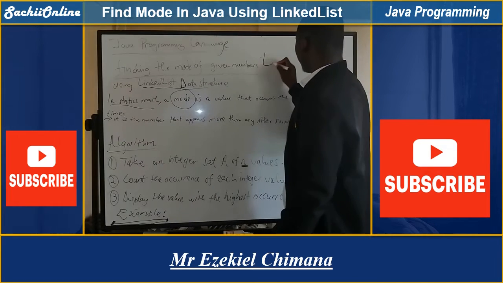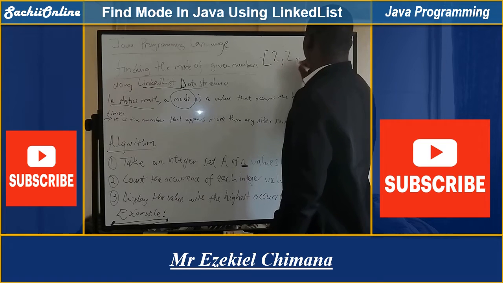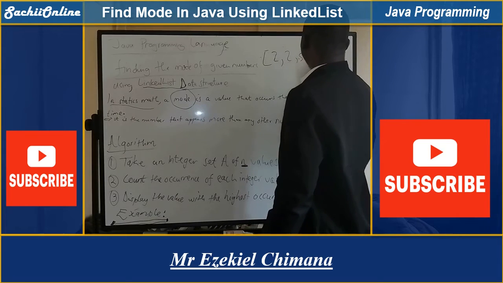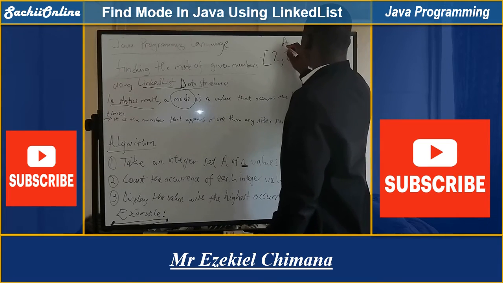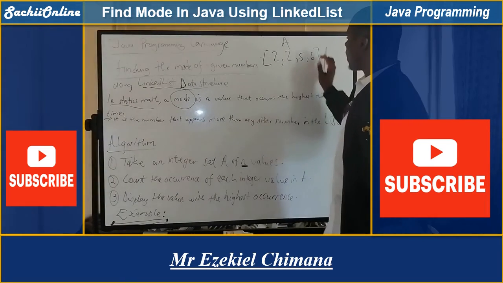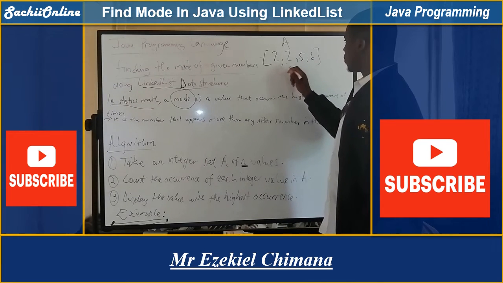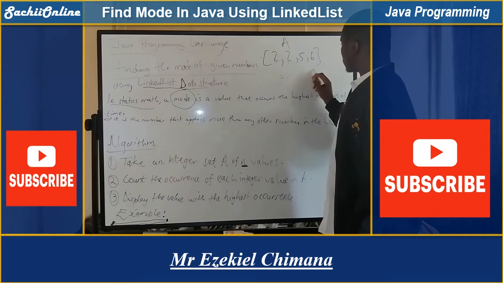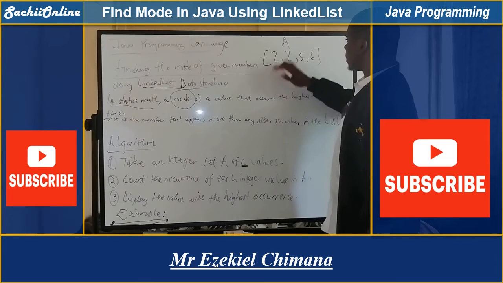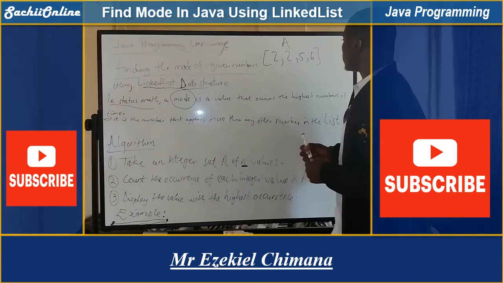For example, we can have this list of numbers just like this. Let me call it set A. If we want to find our mode here, we will find the number that has the highest number of occurrences in this list. Like here, 2 has two occurrences. This one is 1 and this one is 1. So here our 2 is our mode. That's how we have to find our mode.